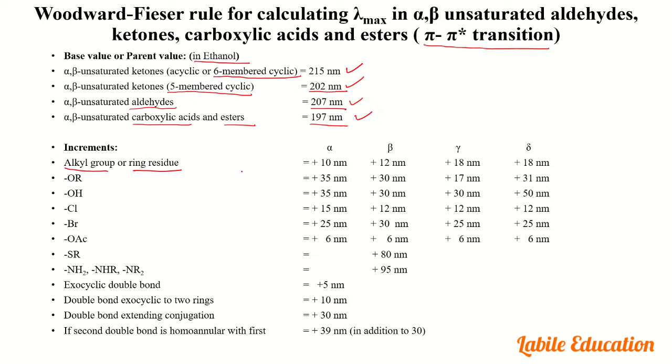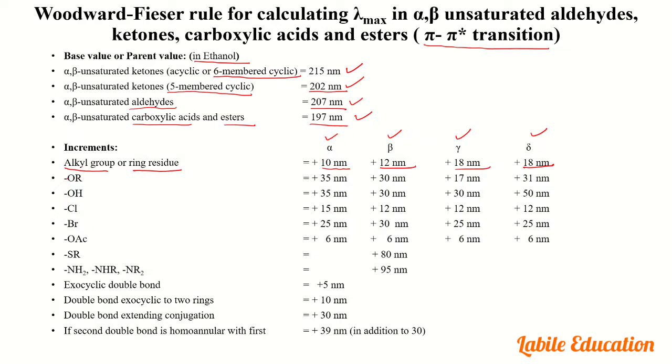Here, if an alkyl or ring residue is present at the alpha position, the value it will contribute is 10 nanometer. If it is at the beta position, it will contribute 12 nanometer. At the gamma position, it will contribute 18 nanometer. In some books, it is written as 17 nanometer. And at the delta position also, it will contribute the same value, 18 nanometer.